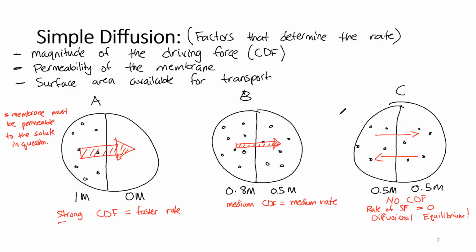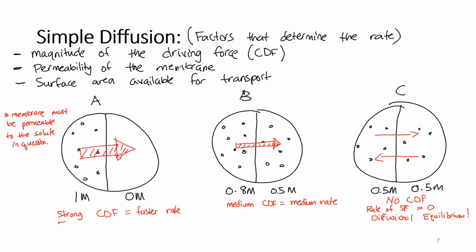And so this really just highlights that first factor that increases the rate. If we have a big gradient, a lot of particles on one side and no particles on the other side, we have a faster rate because we have a stronger force. If we have no gradient, we have no movement because we have no force, okay? And if we have an intermediate gradient, we have an intermediate rate, excuse me, because we have an intermediate force.